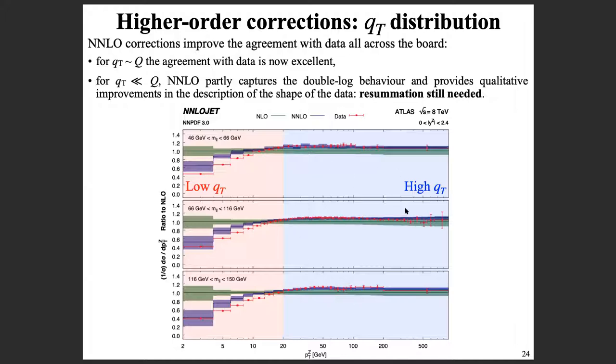What you observe is that in the high QT region, the next-to-next-to-leading order calculation helps improve the agreement with the data. Now the calculation and the data are really spot on. So in the high QT region, we are really able to describe the data quite nicely. At low QT, the inclusion of next-to-next-to-leading order corrections helps capture the behavior of the cross-section. But as you can see, in most of the bins, the deviation is still large. So this means that in this region, despite having next-to-next-to-leading order corrections, resummation to all orders is still needed to get an accurate description of the data.